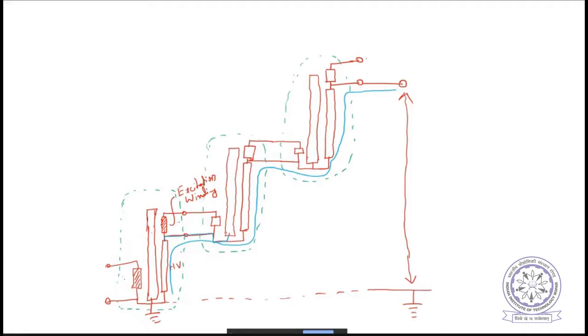Right? So only high voltage windings. High voltage winding means this is HV winding. Again, this is HV winding. Only high voltage windings are in series. So if this is V, this is also V, because HV winding is V, and this is also V. So you will get 3V.